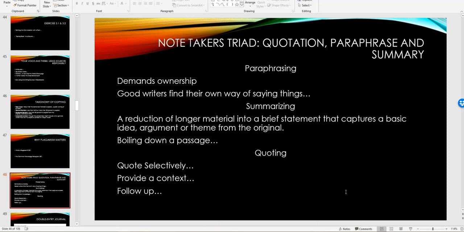intellectual property, the thinking of authors, and you're passing it off in your essay, you can't pass it off as your own thinking. Paraphrase and summary are also ripe for plagiarism. You want to make sure that you attribute the original author's ideas and thinking. Okay, and quoting. Remember, you want to quote selectively.